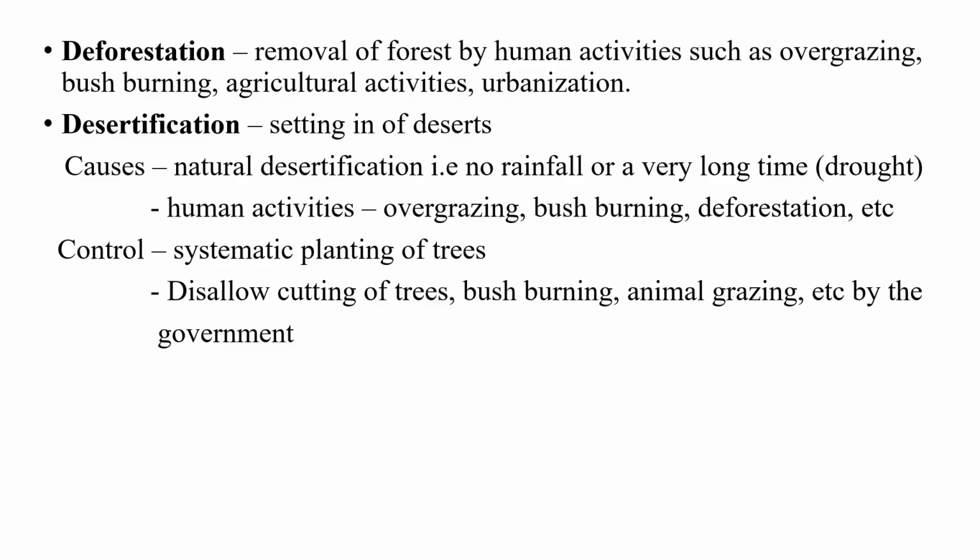Now, how can we control desertification? The first one is systematic planting of trees. When we say systematic, when you cut, we plant. Even when you don't cut any tree, we plant. So when we plant trees, we are trying to control deforestation. We are trying to control desertification. We are trying to control exposing the land to some other adversities.